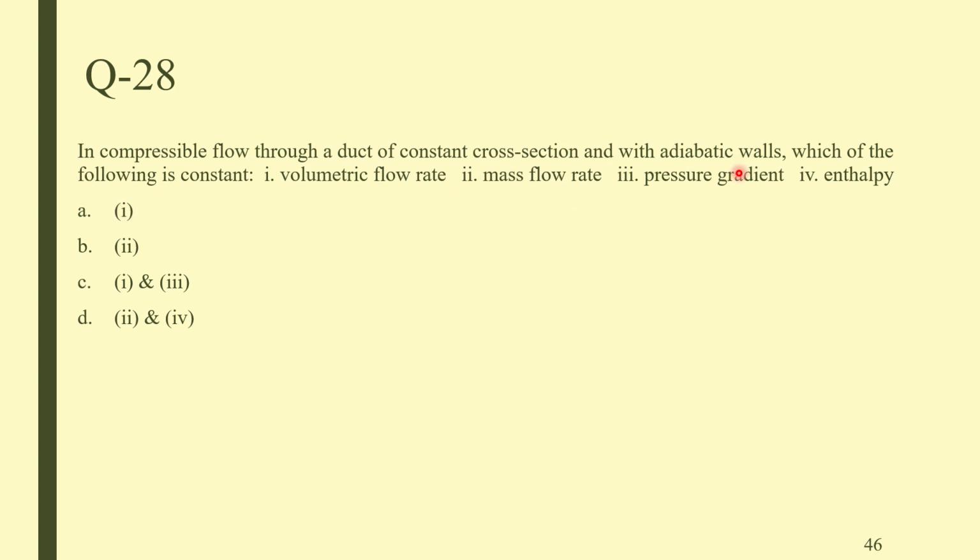And pressure gradient normally varies during the flow. And enthalpy, although it is an adiabatic wall problem, internal energy might be varying with respect to the system, because in compressible flow there will be energy change as well. So mass flow rate is the right answer, that is option B. The answer to this problem is option B.